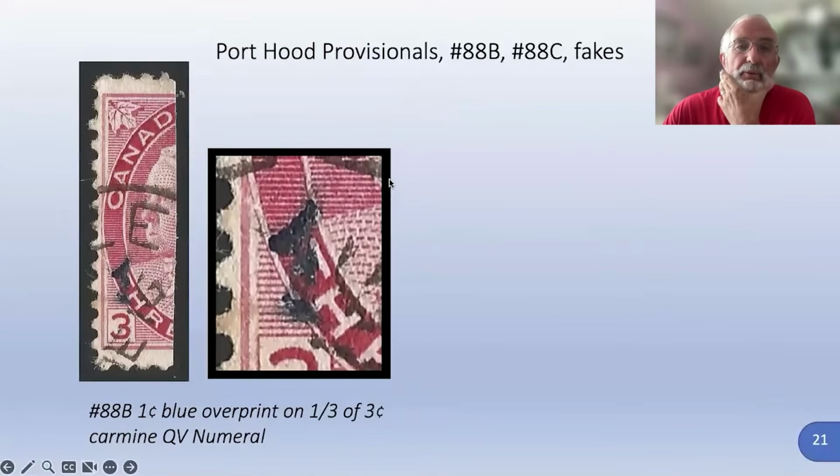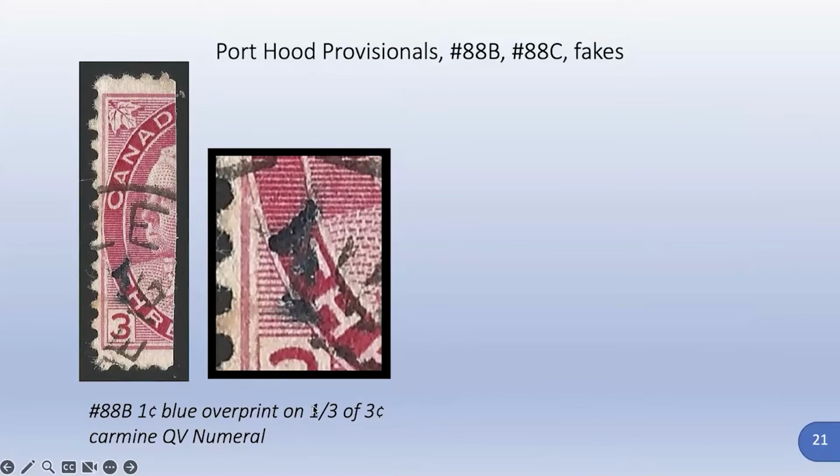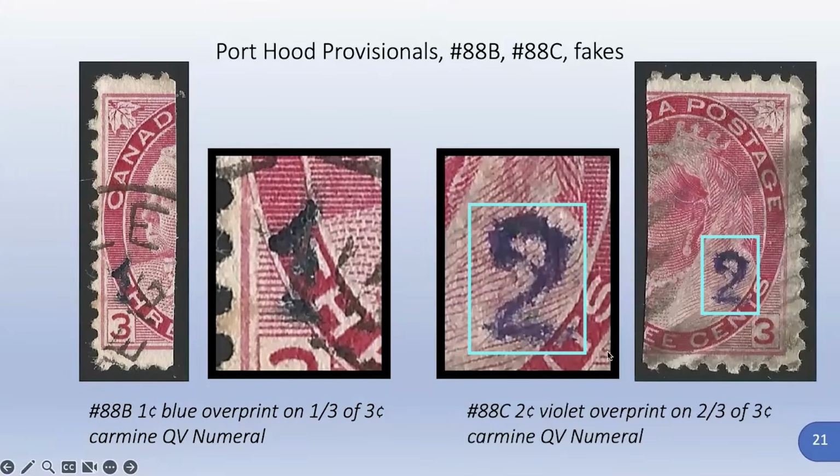These are some Port Hood provisionals, fakes. These provisionals were very rare stamps from when Canada Post needed more 1 and 2 cent stamps after they reduced their postage rates. They used this particular post office in Nova Scotia, trimmed the 3 cent stamp into a 1/3 stamp and called it a 1, and a 2/3 stamp. The other 2/3 had a 2 on it. And here's the 2/3 stamp with the overprint.